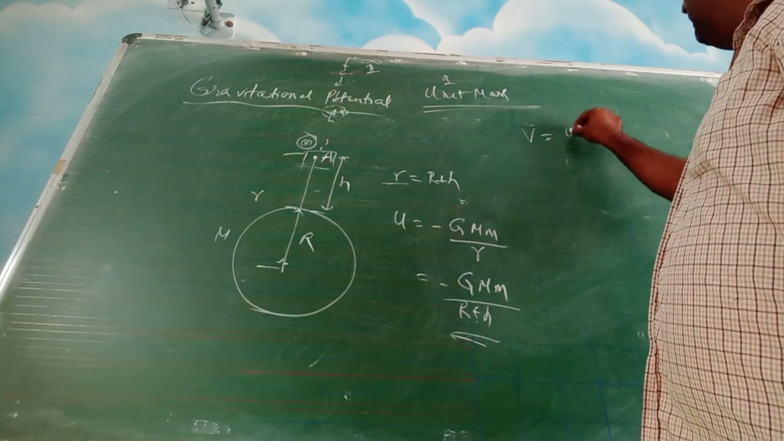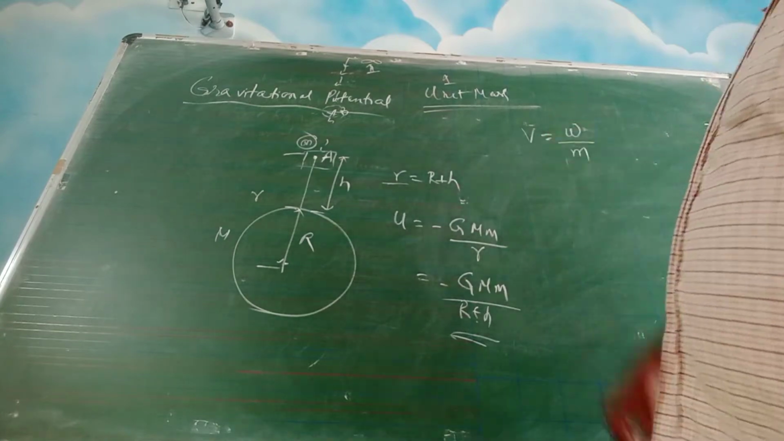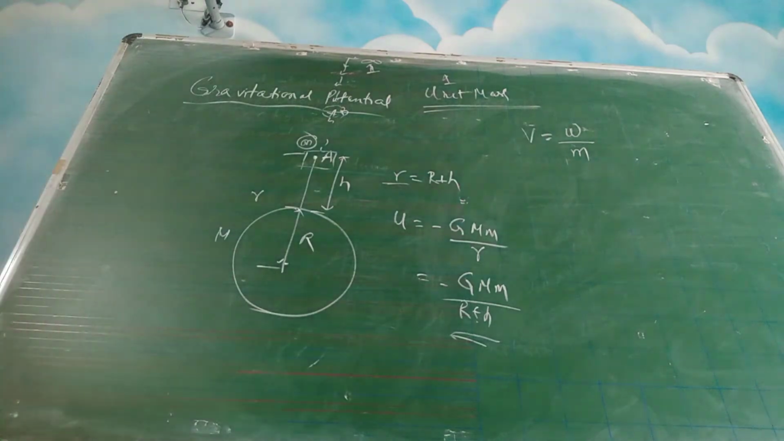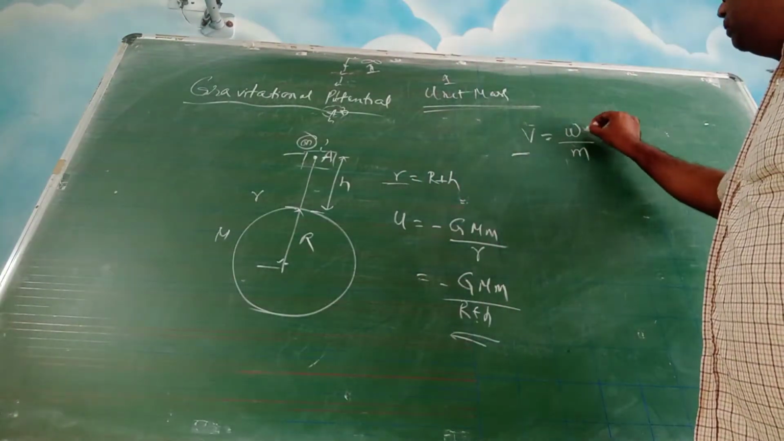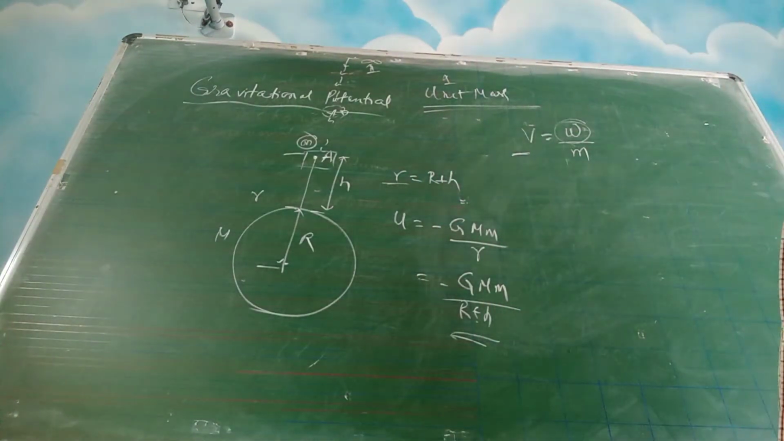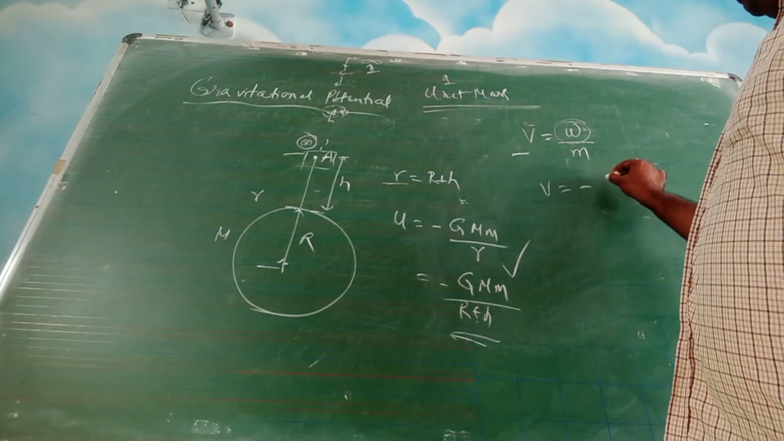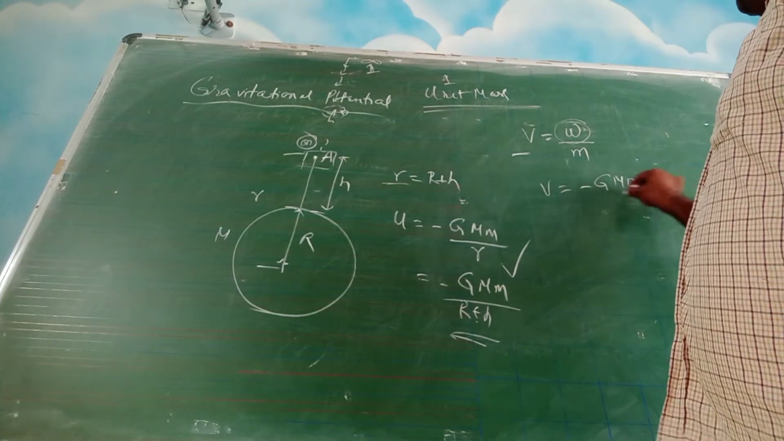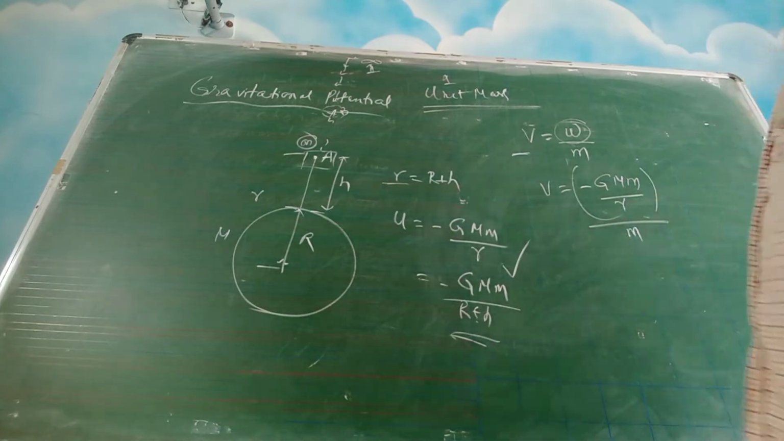So that is your gravitational potential at that point. It is given by the work done by the mass. Here the mass is 1 actually. So what is this work done basically? The work done is this. So gravitational potential is equal to G M m by R, whole divided by m.